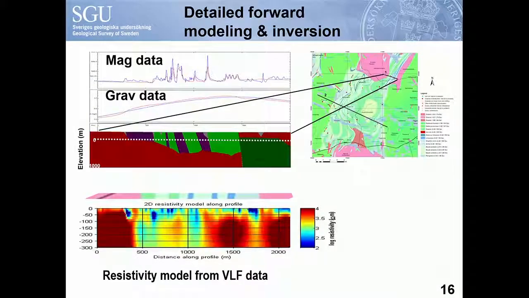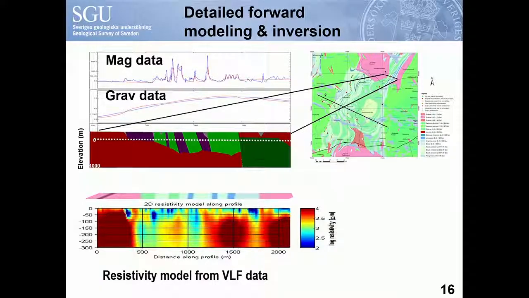So what my colleague Yuan did, he made a forward modeling of the potential field data using all those petrophysical data. And at the same time, along this small line, he made a VLF measurement where he could make this resistivity model using a 2D inversion code, Rebocc.